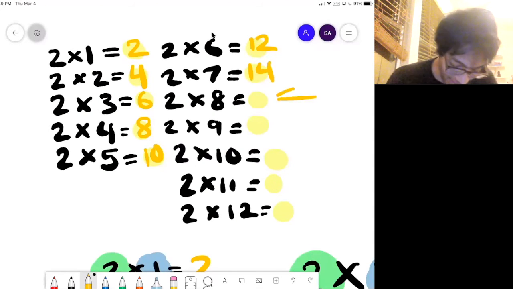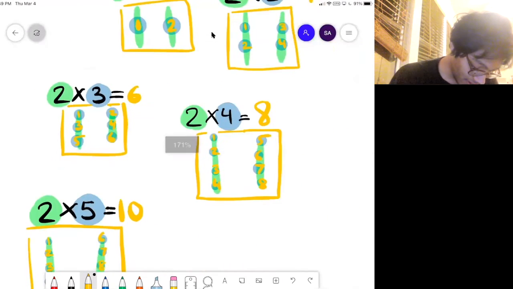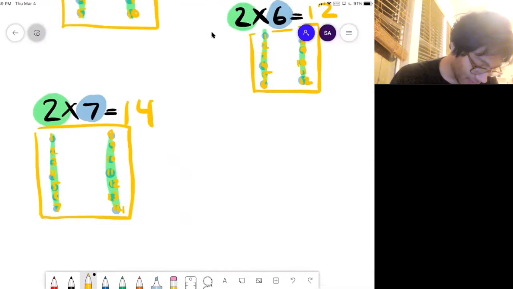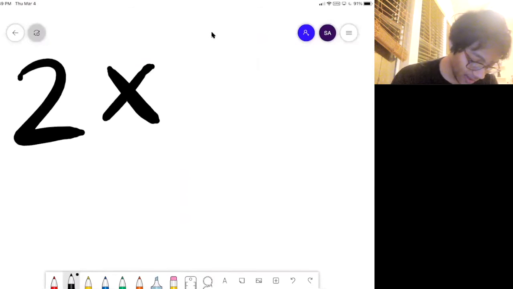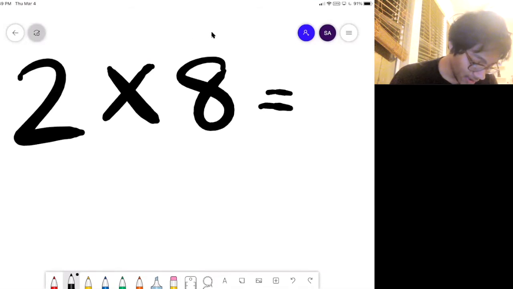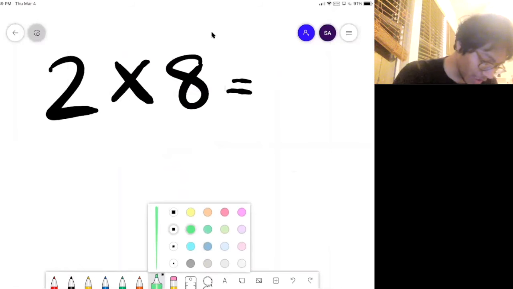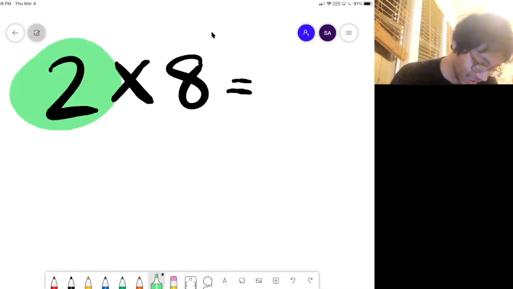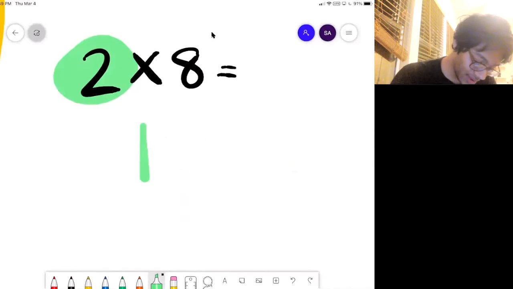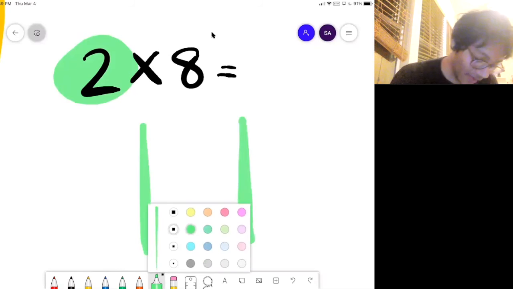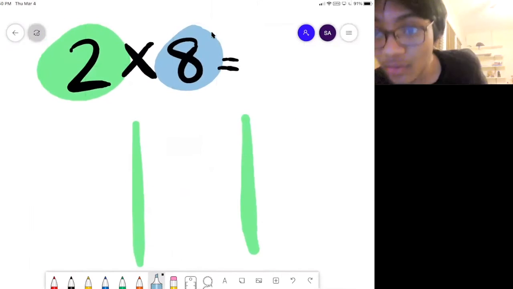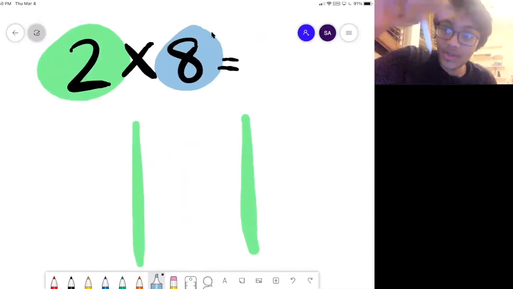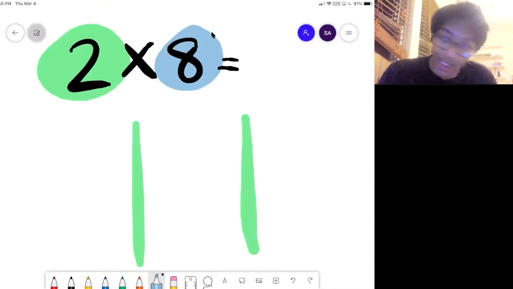2 times 8. Let's do 2 times 8. So let's go down here. Okay, we did 2 times 7. Now we're going to do 2 times 8. So what's 2 times 8 going to be? We're going to have 2 columns. And each column we're going to have 8 dots. By the way, if you have any other ways to do this, just leave them in the comments below and we'll check them out. So 8 dots.